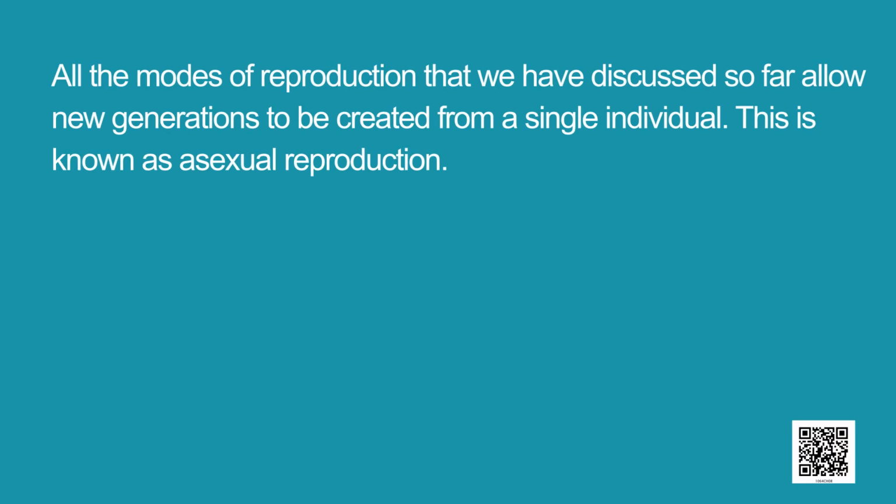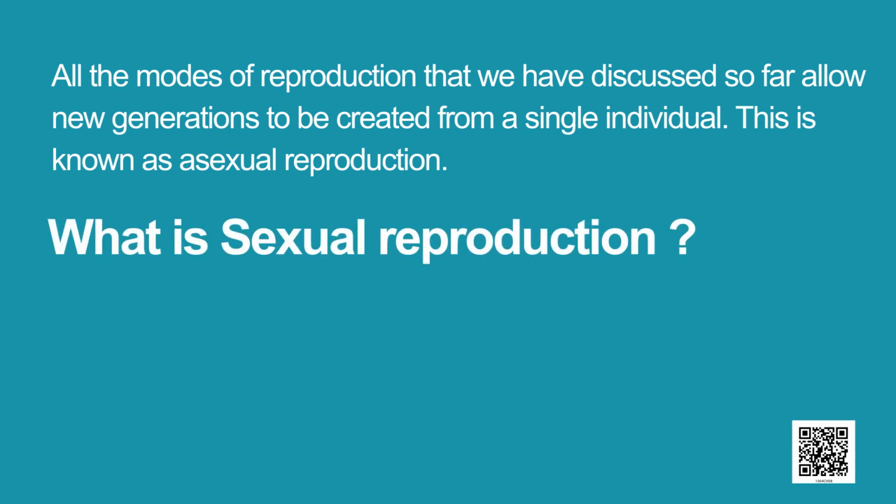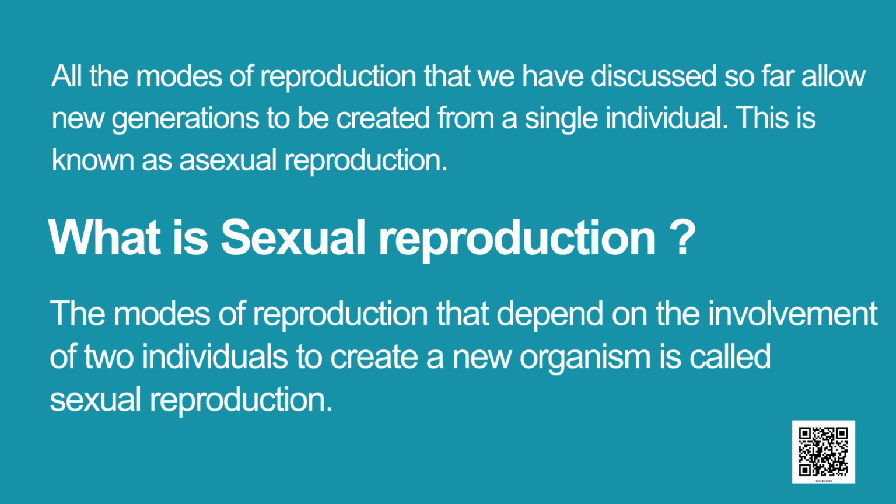All the modes of reproduction that we have discussed so far allow new generations to be created from a single individual. This is known as asexual reproduction. What is sexual reproduction? The mode of reproduction that depends on the involvement of two individuals to create a new organism is called sexual reproduction.